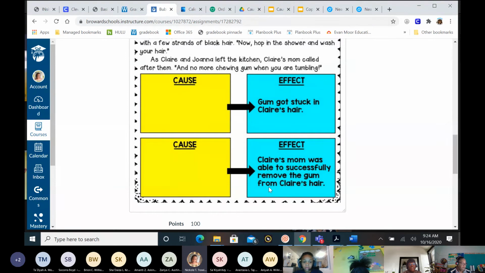So you're going to come up with a sentence to state the cause, the reason why the gum got stuck in Claire's hair. The effect is the gum got stuck in Claire's hair. So now I'm going to give you the opportunity to go ahead and answer the cause for that effect that was given to you. Can everyone go and find the cause for that effect?